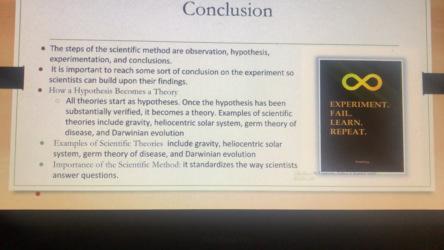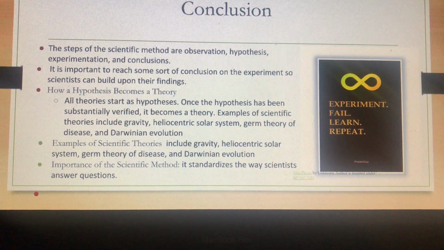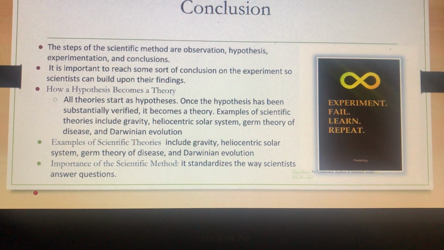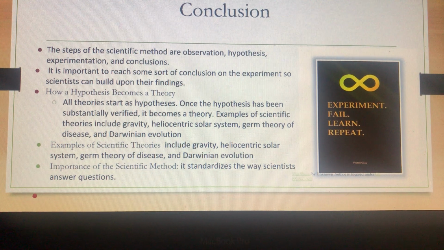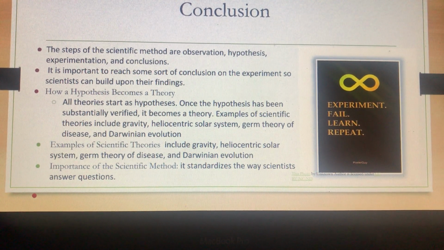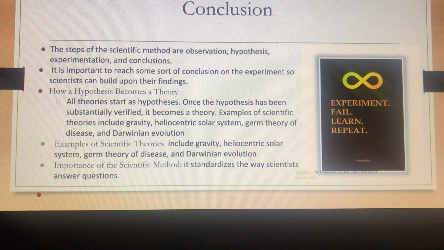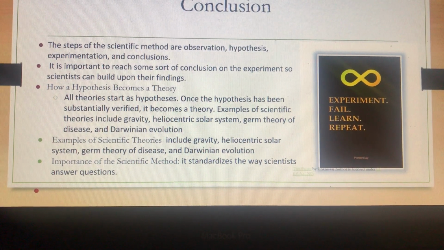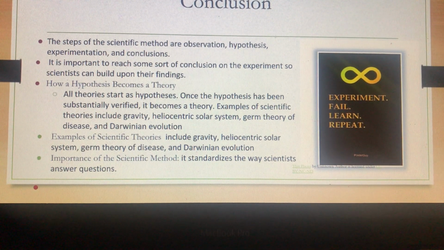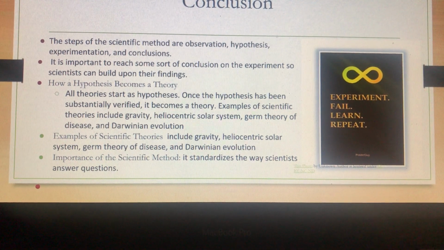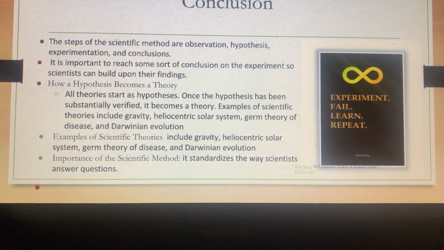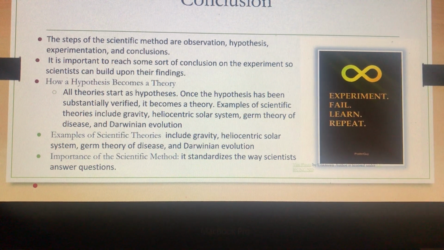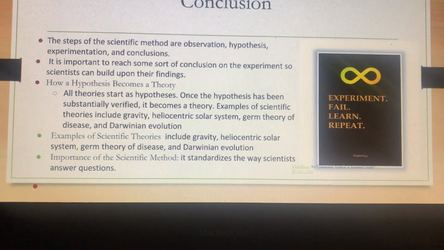How a hypothesis becomes a theory. All theories start as hypotheses. Once the hypothesis has been substantially verified, it becomes a theory. Examples of scientific theories include gravity, heliocentric solar system, germ theory of disease, and Darwinian evolution.